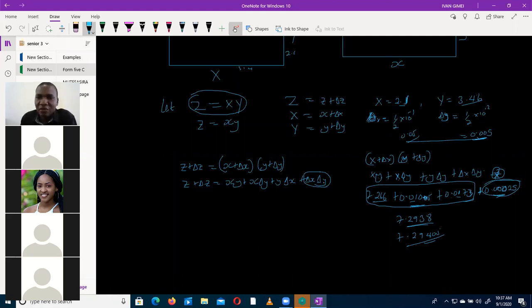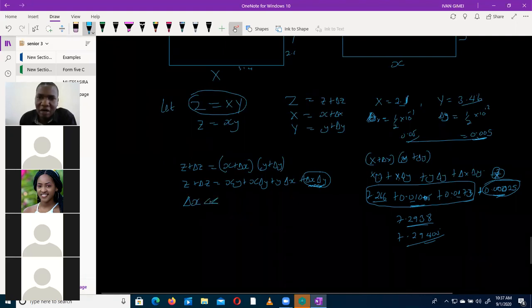But we don't just leave it out. We must give a justification, a reason why we're leaving it out. So the reason that is acceptable in this derivation is this one. You say the error in X is far way less than X, this is the symbol we use, and the error in Y is also far way less than Y. What is the result? For them being so small, the product of error in X times error in Y will be approximately equal to 0. It is ignorable. This is the reason you give.